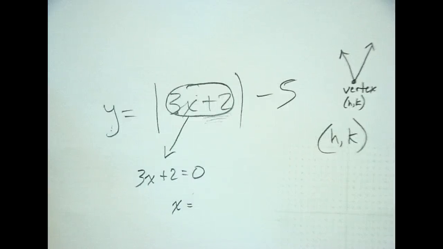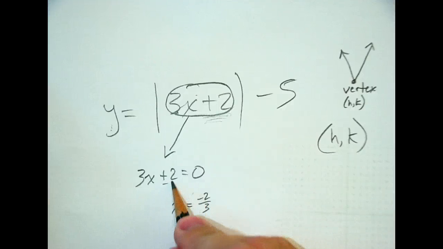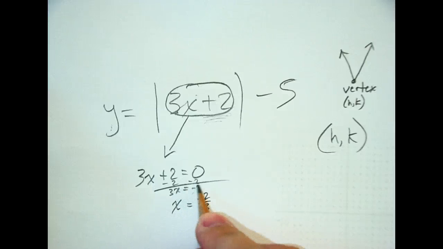Okay, volunteer. Parker. Subtract 2, divide by 3. We subtract 2 over. Okay, we're left with 3x equals negative 2. Then we divide by 3. We get x equals negative 2/3.